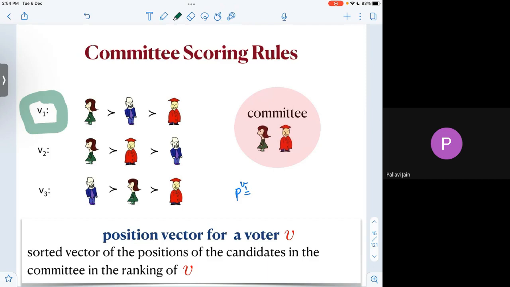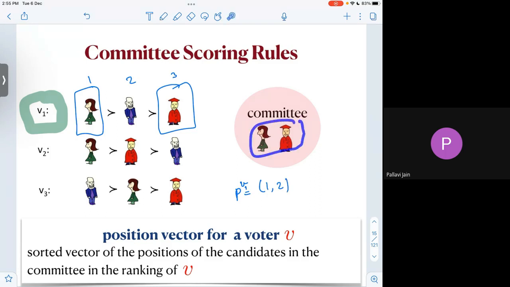Now look at these committee members in the preference of this voter V1. What is its position? 1. What is its position? 2. What is its position? 3. So the position vector is the sorted vector of the committee members in the list of a voter. 1 and 3, sorry.